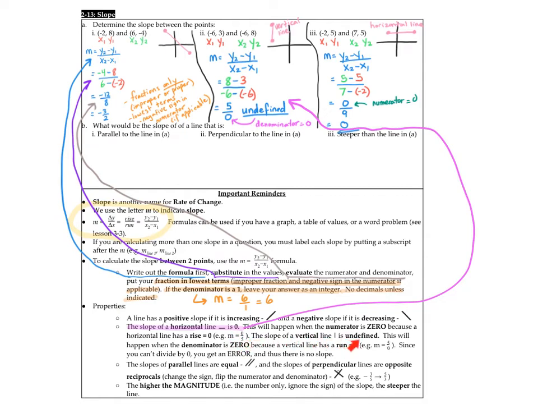The slope of a vertical line is undefined. And that happened in this example. And this will happen when the denominator is 0, because a vertical line has a run of 0, which puts the 0 on the denominator. And since you can't divide by 0, you would get an error in your calculator, so there is no slope.